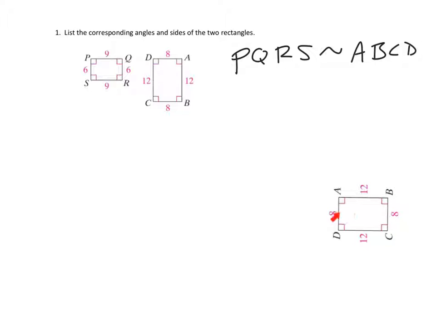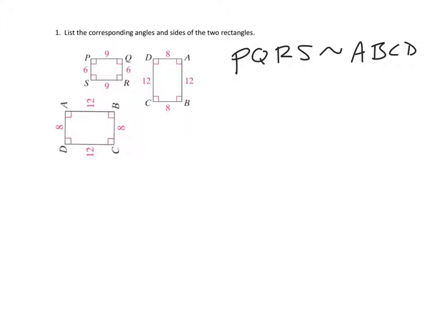If you don't believe me, I can turn it on its side so you can see it better, right? Now you can see the match up, and it's okay to turn your paper if you have to do that. So this is just a list. I'm not making you find the proportions. List the corresponding angles and sides of the two rectangles.